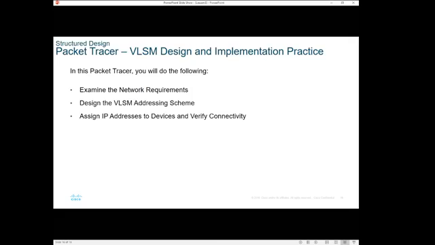Okay, so this is your lab activity. It's up on Netiquette. Okay, so that's your final activity for this module, and that helps you apply the concept in structured design. So you'll be required to examine the network requirements, design a VLSM addressing scheme, and then start assigning IP addresses to devices before you verify connectivity.